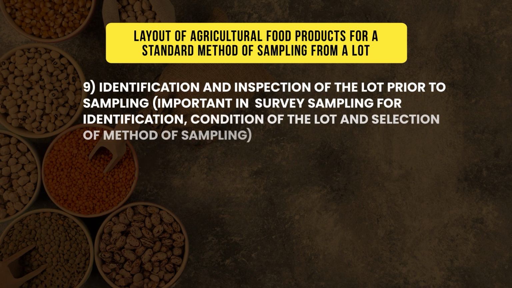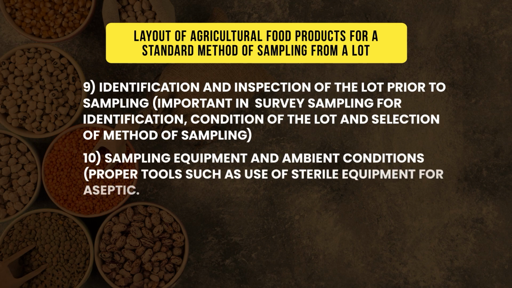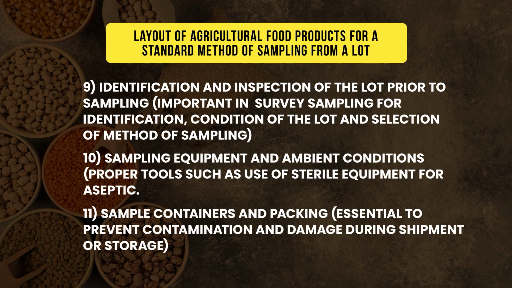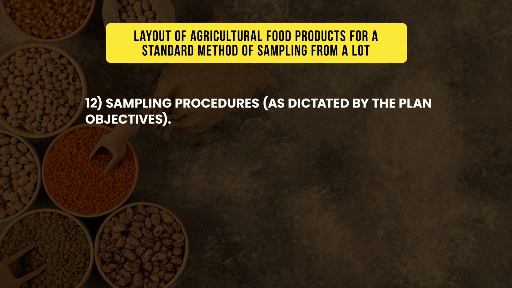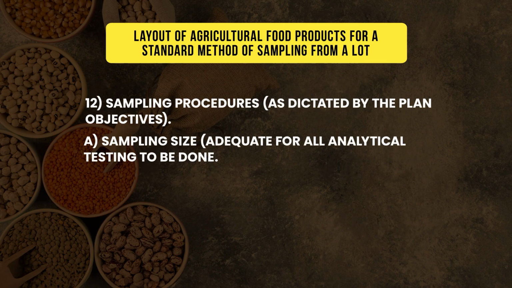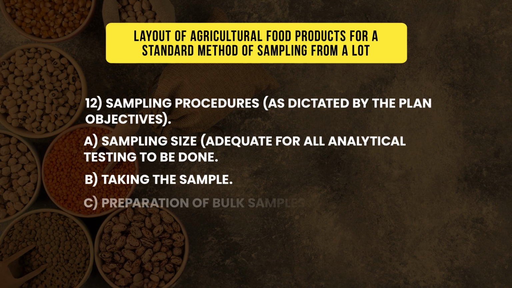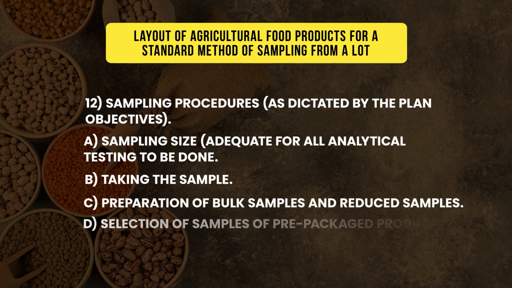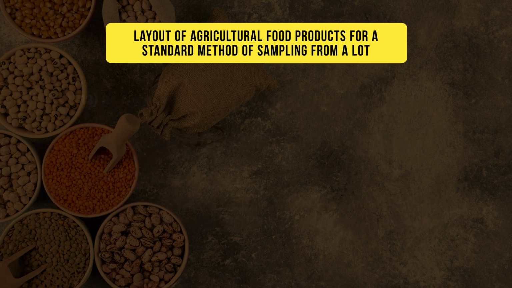Identification and inspection of the lot prior to sampling. Sampling equipment and ambient condition. Sample containers. Sampling procedure. Sampling size. Taking the sample. Preparation of bulk samples. Selection of samples. Pre-packaged products. All that has to be the part of the layout.